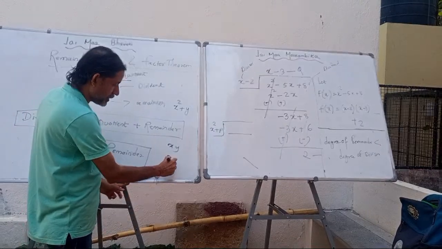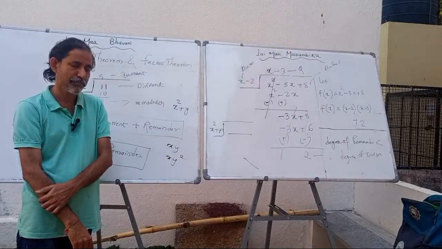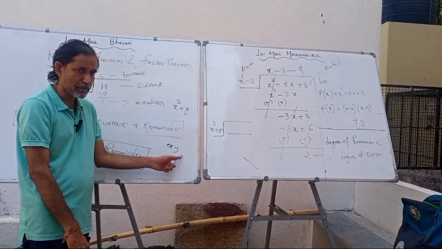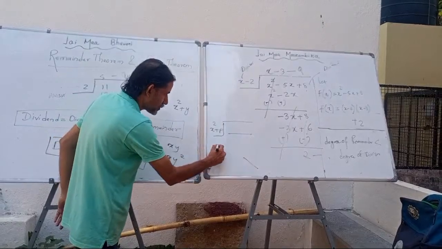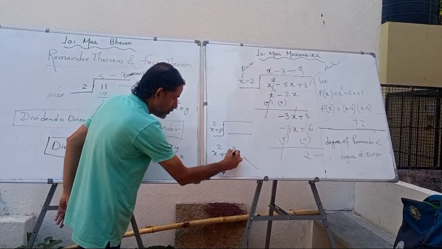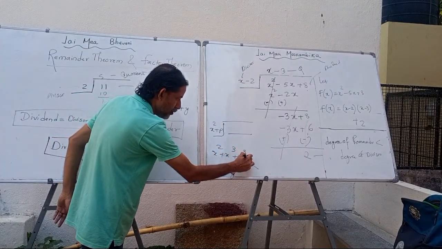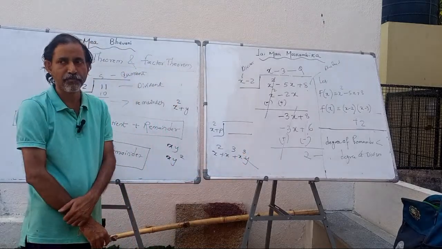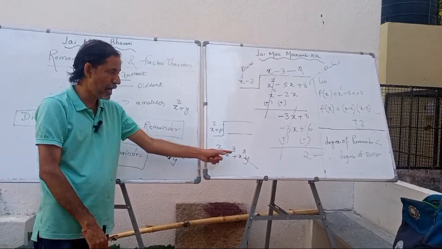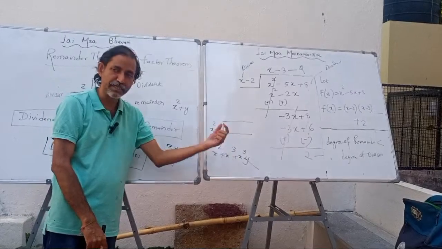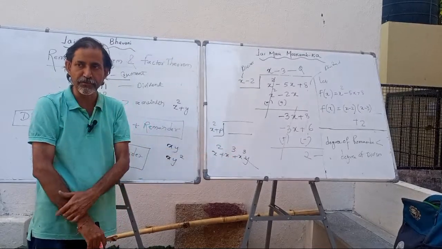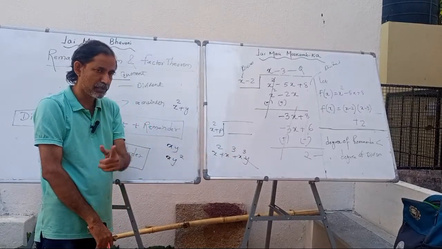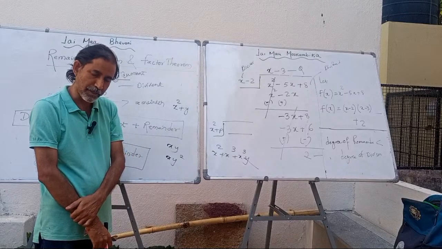What about this? xy squared, degree? 3. Correct. 1 is x, 2 is y, 3. Okay. What about this? x square plus x cube plus x cube y. 9? You don't have to add. You have to find out the one term which has the highest degree, and that is the degree of the polynomial. 4. You understood that? Is it 4? It is 4.